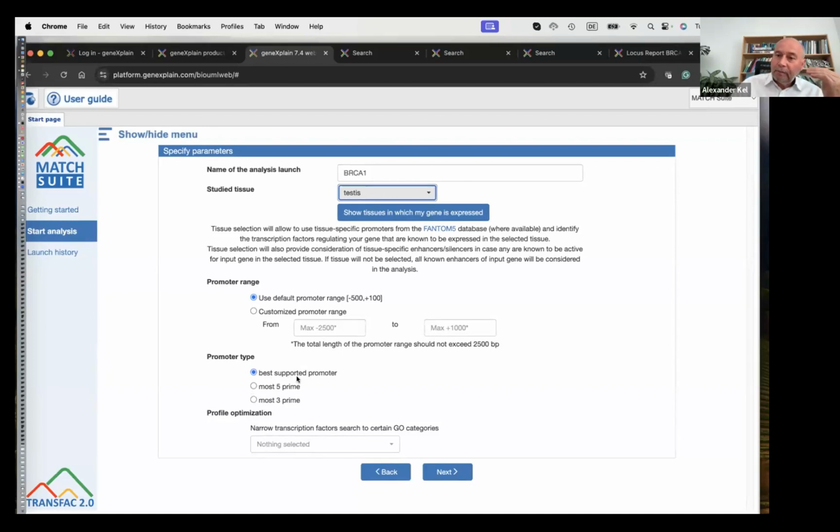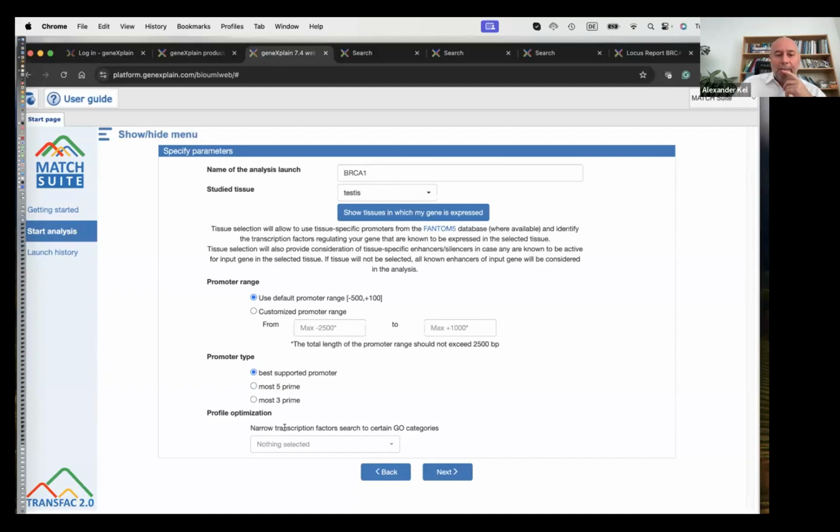But also in one tissue, there may be several promoters. And you may select the best supported promoter, which means that promoter which has a maximum number of transcripts which are starting from this TSS. You can also take the most proximal start, which makes sense quite often, because then this is the longest transcript which you're considering. And then there is a special regulatory machinery associated with a long transcript, perhaps. But okay, by default, it's best supported.